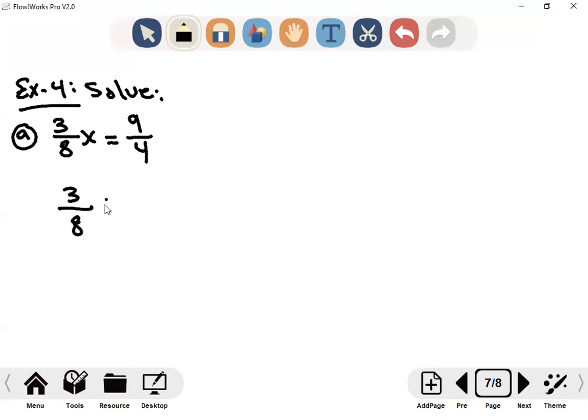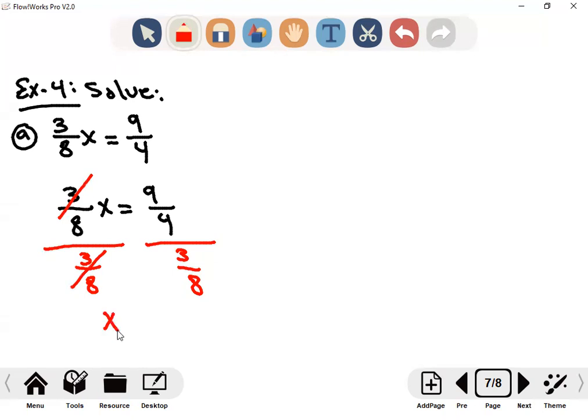Okay? So I will rewrite the equation 3 over 8x equal 9 over 4. And I will divide both sides by what? By 3 over 8, like this. Now 3 over 8 with the 3 over 8, it is 1. A number divided by itself, how much? 1. Now 1 multiply x still means 1 times x, x.